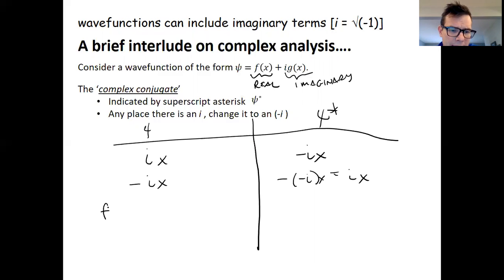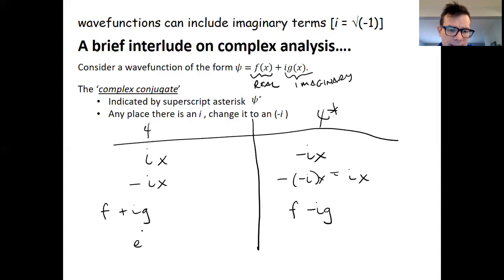If I had f plus ig, right, where f is some function and g is some function, when I take the complex conjugate of that, f has no imaginary part, so it stays the same. i becomes negative i, and g is g. Right? So the complex conjugate of f plus ig is f minus ig.